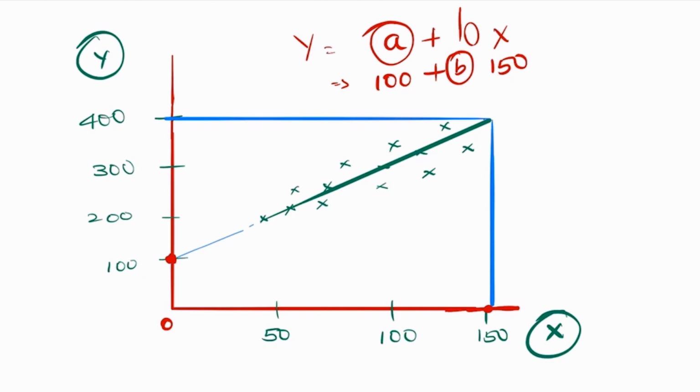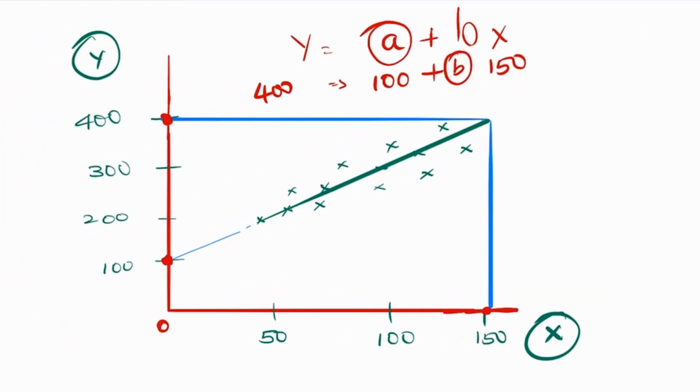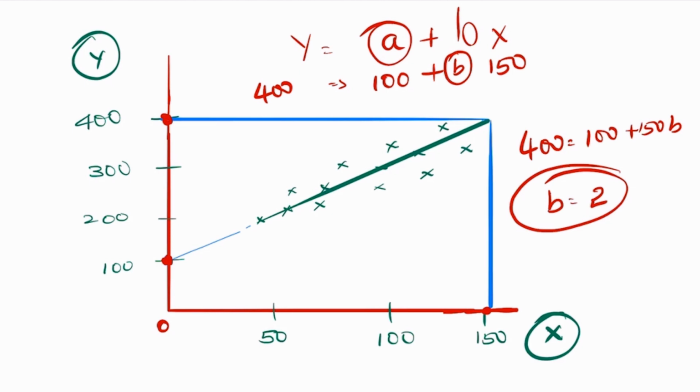I know my total cost is 400. 400 is equal to 100 plus 150B. B is equal to 2 per unit. B is my variable cost, which is 2 per unit. A is my fixed cost, which is 100.